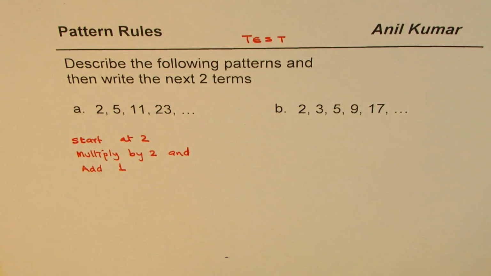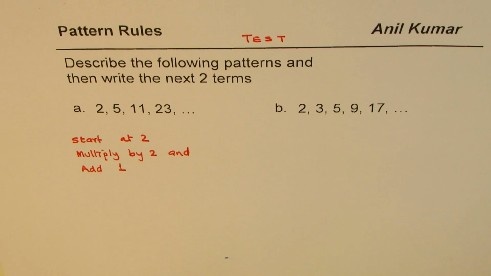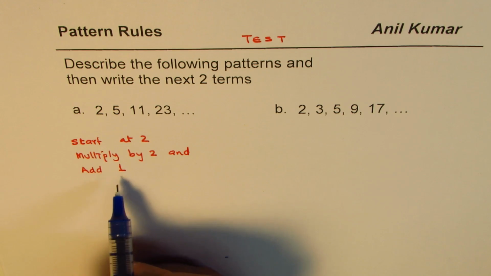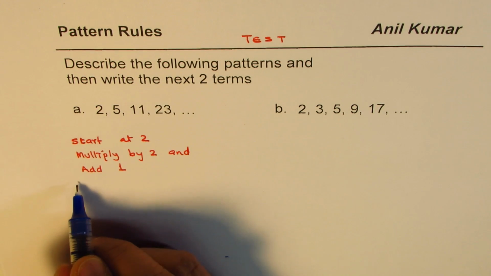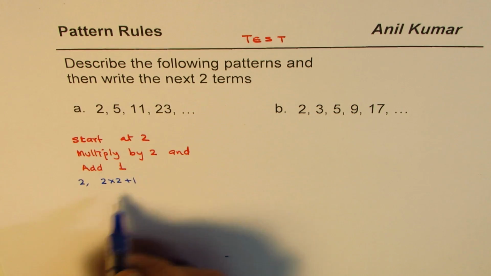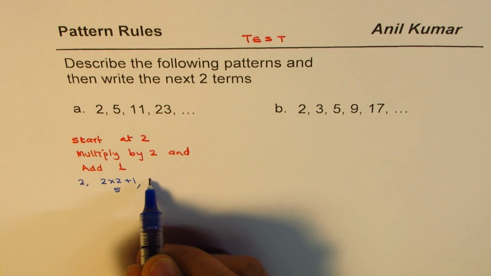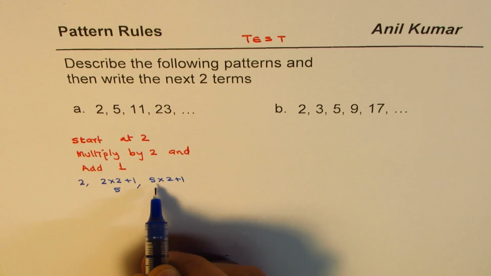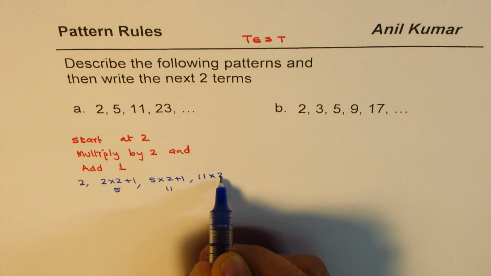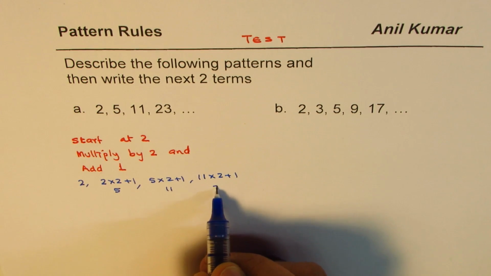So let's try it out. First number is 2, of course. The second number, let's multiply 2 by 2 and add 1. What do we get? 2 times 2 plus 1 is 5, right? Now we have 5 with us. 5 times 2 plus 1. 5 times 2 is 10. 10 plus 1 is 11. And the next number will be 11 times 2 plus 1. That is 22 plus 1, 23.